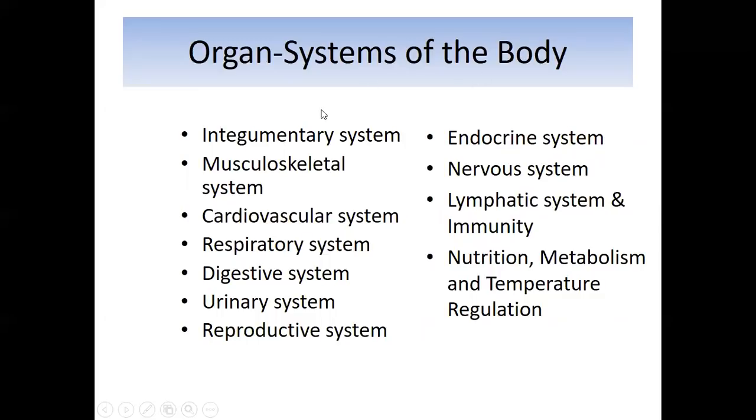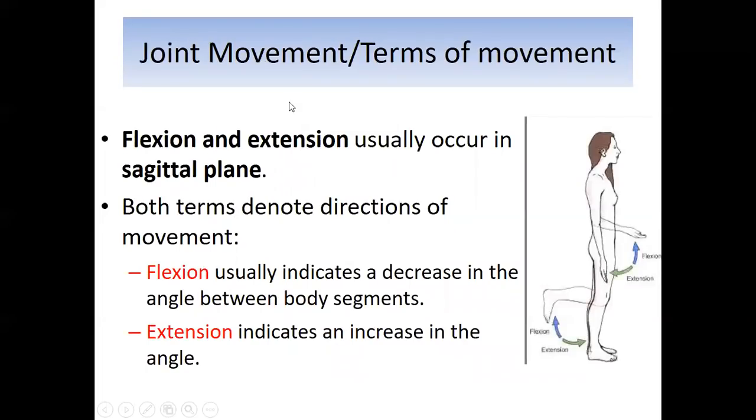For the organ systems of the body, we have different systems: the integumentary system, the muscular system, the skeletal system, the cardiovascular system, the respiratory system, the digestive system, the urinary system, the reproductive system, the endocrine system, the nervous system, and the lymphatic system. There are a number of things you have to remember. Now we're going to discuss joint movement and how we describe the movement.